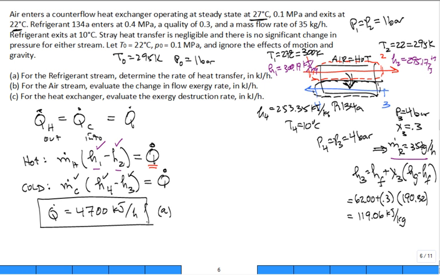For the airstream, evaluate the change in the flow exergy rate for part B. Okay, we want the change in the flow exergy rate in the same units of kilojoules per hour. So what are they asking for part B?